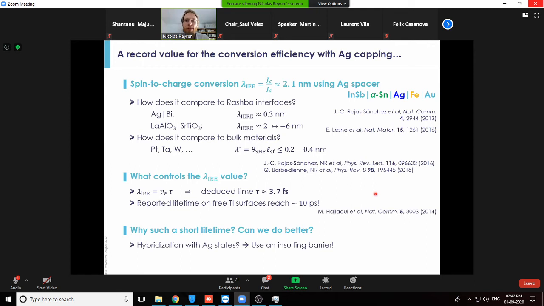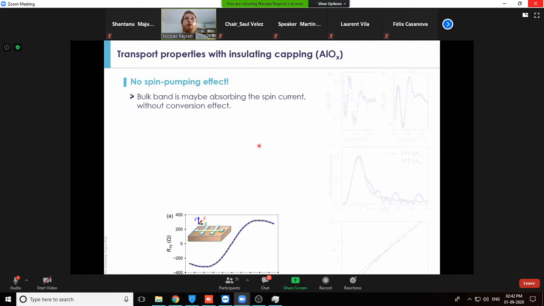And what can we do better to get a longer lifetime? Maybe what we think is that this reduced lifetime is due to the hybridization of the state with the silver state. So maybe using an insulating barrier would allow you to get a longer lifetime. And that's in fact what we did when we capped our system with aluminum oxide. But when we tried to measure the spin pumping effect, we didn't see any effect.